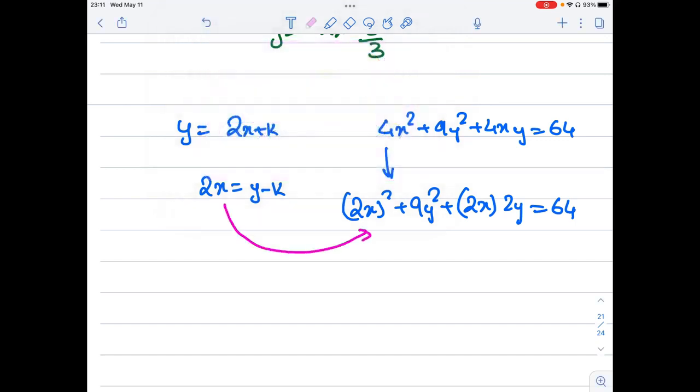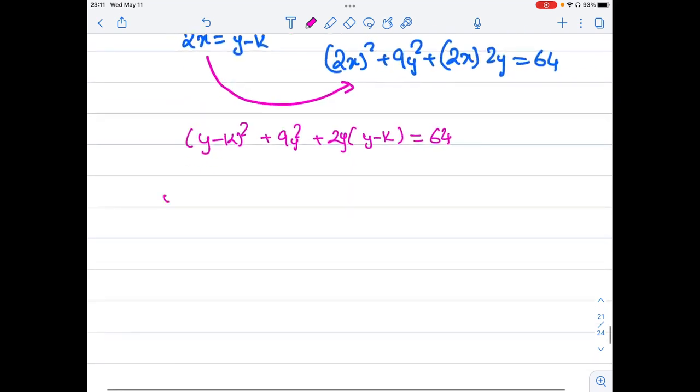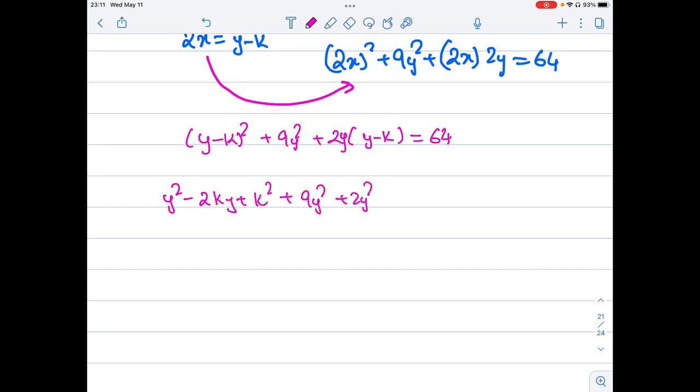So what does that become now? Y minus k whole squared plus 9y squared plus 2y times y minus k equals 64. Expand it out, it becomes y squared minus 2ky plus k squared plus 9y squared plus 2y squared minus 2ky equals 64. Then what does that become now?